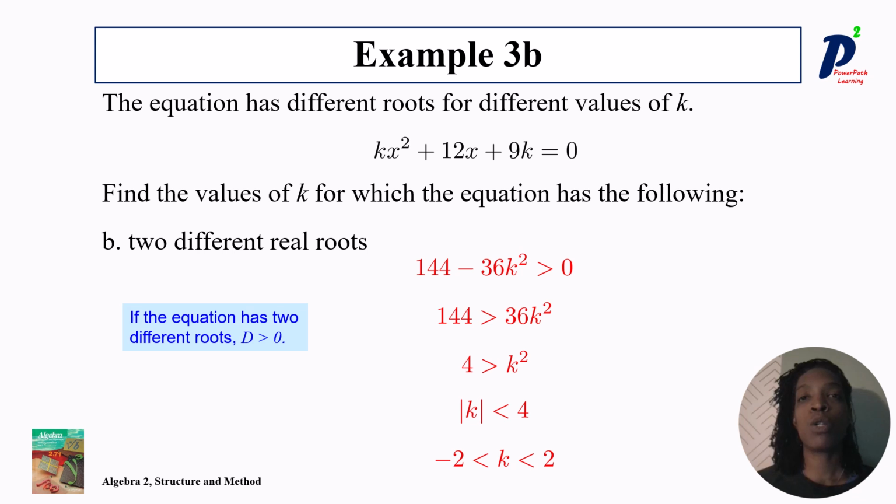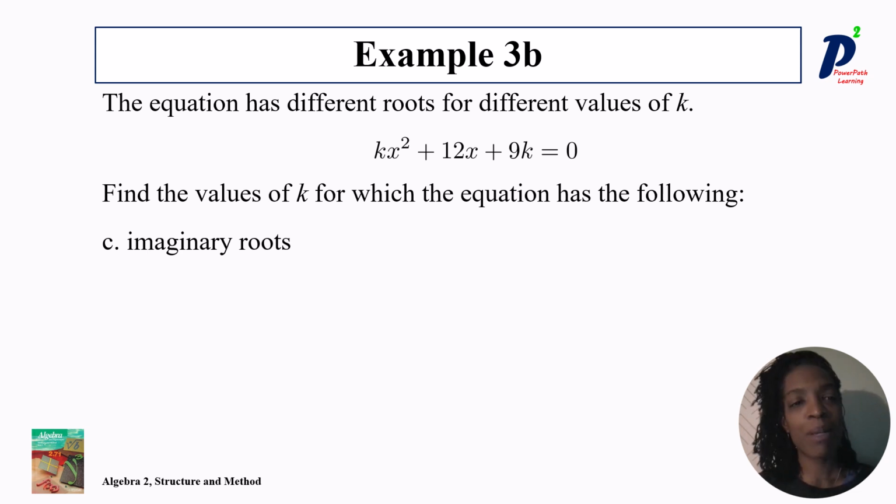Now, be careful. You can't just solve this like a linear equation. When we take the square root of an inequality, we have to set an absolute value. So the absolute value of k has to be less than 4. That's a compound inequality. Think about it like your barbells. It's between 2 values. So k has to be between negative 2 and positive 2.